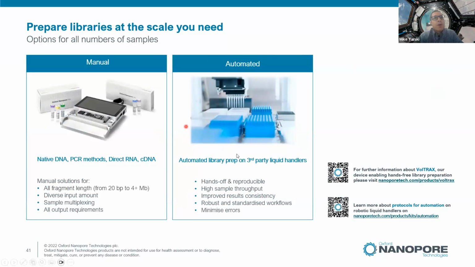We have options for automation. Of course, all of our kits are manual because they're made for low throughput, but we also have high throughput solutions. Well, we've partnered with Hamilton, Tecan, Beckman, et cetera. And all these scripts are available either through our website or through the automation vendor themselves.